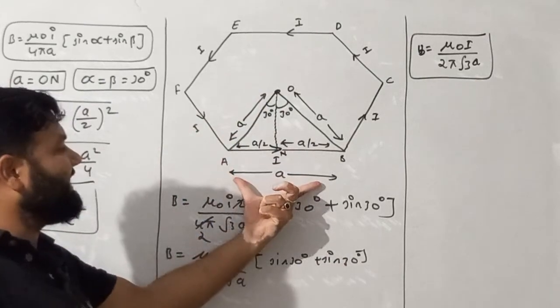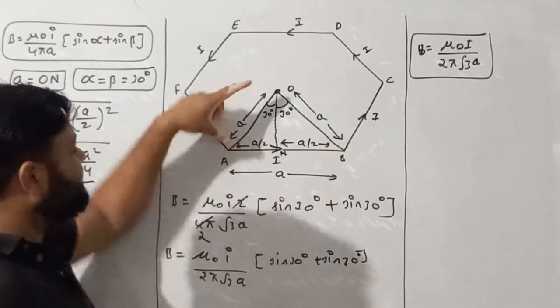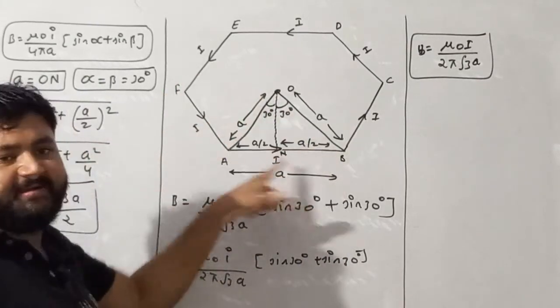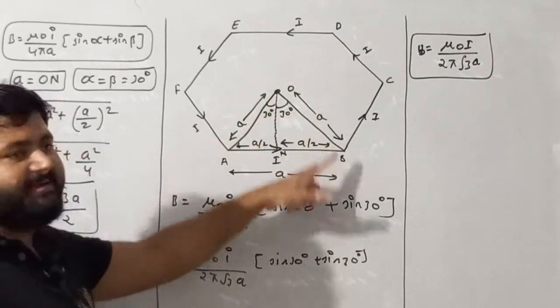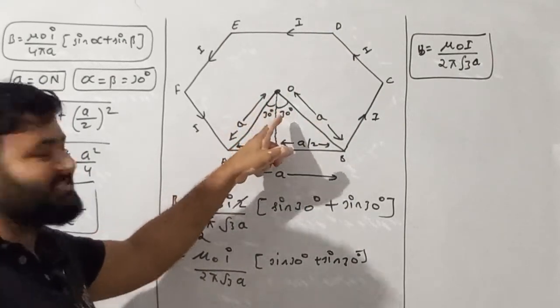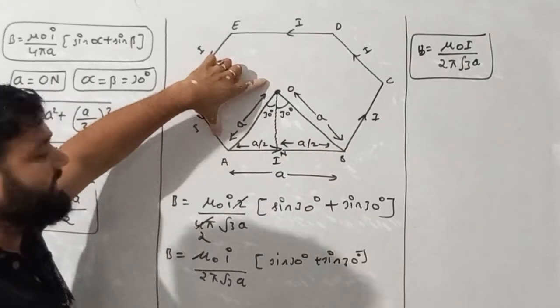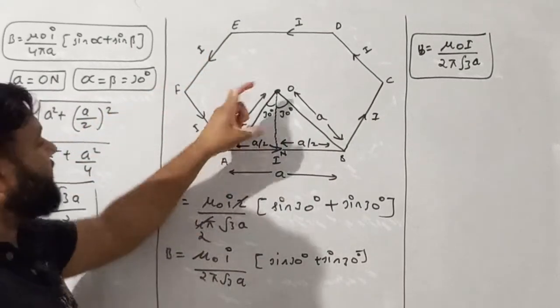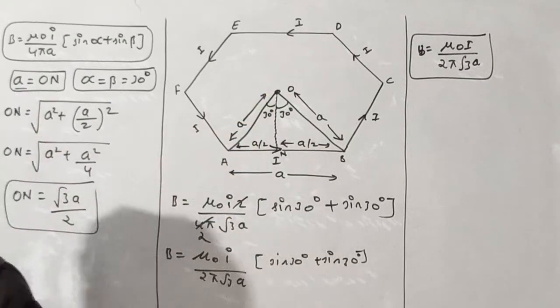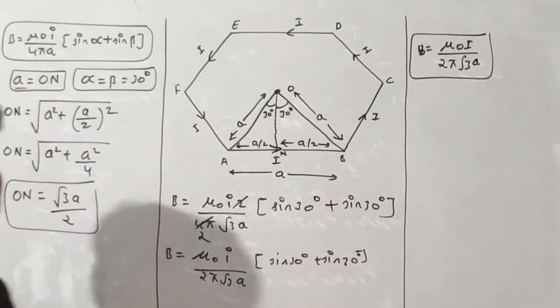So if this is a, then this must be a by 2. This forms an equilateral triangle. So if this is an equilateral triangle, then the angle must be total 60, so 30 and 30. This side will also be a. So this side is given, this side is given. By Pythagoras, we'll get this side. It is under root 3a by 2.